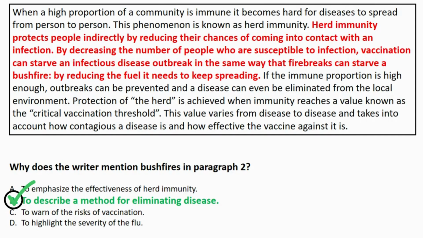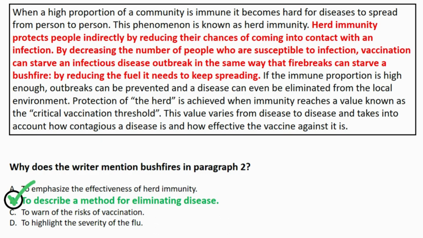The correct option is B, to describe a method for eliminating disease. The writer mentions bushfires to describe how vaccination can starve an infectious disease outbreak by reducing the fuel it needs to keep spreading. The sentence in the paragraph that supports this is, "By decreasing the number of people who are susceptible to infection, vaccination can starve an infectious disease outbreak in the same way that fire breaks can starve a bushfire, by reducing the fuel it needs to keep spreading."